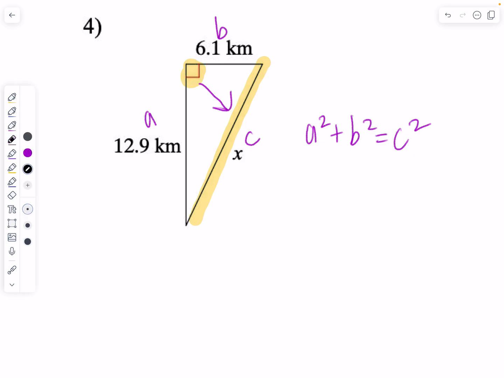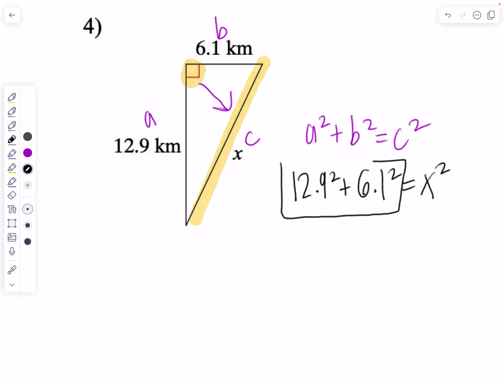This one's just going to have decimals, but our calculator is going to do all that work for us. So 12.9 squared plus 6.1 squared is going to be equal to x squared. And so we want to type that into our calculator just like that. 12.9 squared plus 6.1 squared is going to be equal to 203.62. You're just going to copy that whole thing down. That's what x squared is equal to.